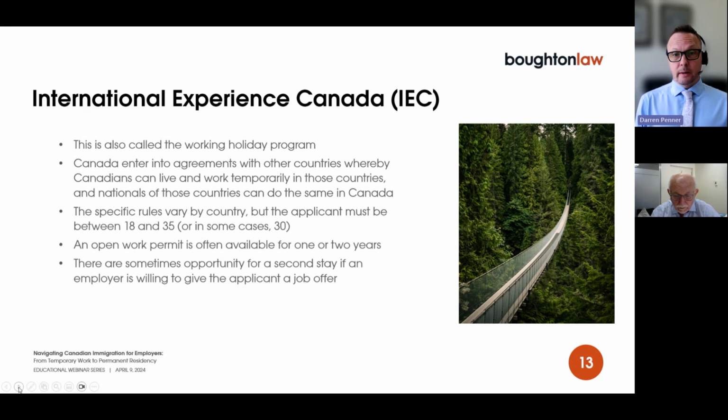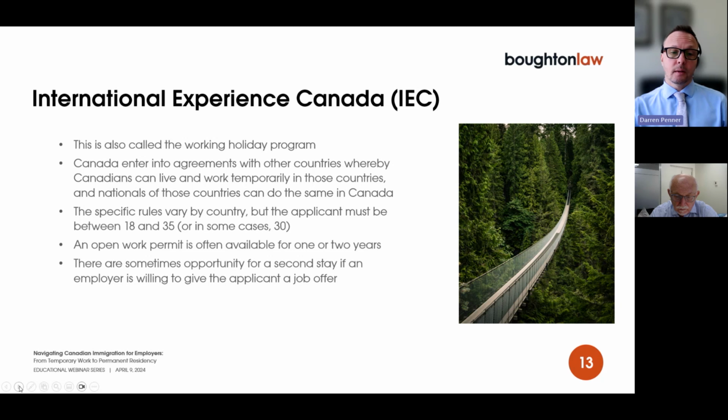So just a little more on International Experience Canada, and I am pretty much out of time, so I'm going to go very quickly here. If you're recruiting from a country that has this option and you're recruiting workers under the age of 30 or 35, it's different for every country, so it's important to understand the agreement in place with that specific country. But if you're recruiting young workers from these countries, they can often get an open work permit of 1 or 2 years. And in some cases, it may be possible to get a second work permit that's tied to the employer. Oftentimes, it'll be an open work permit to start with, though.